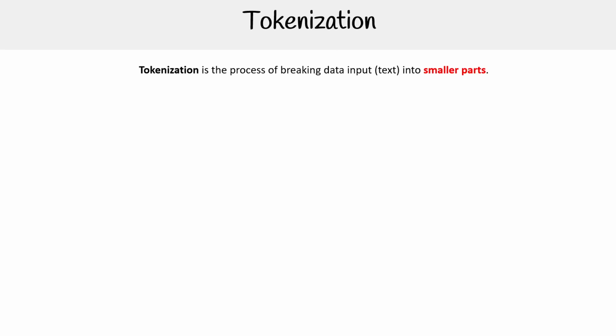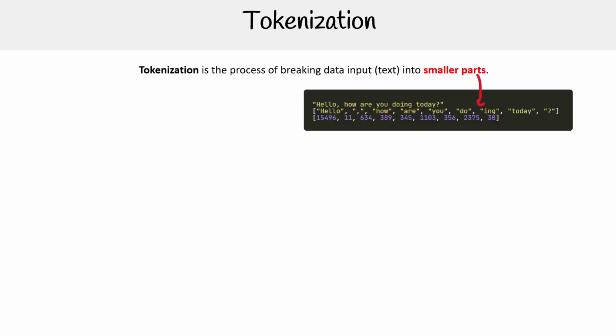So tokenization is the process of breaking data input, and in most cases text, into smaller parts. So here on the right hand side, imagine you have a string and you're going to break it up into its parts, which we represent as an array here. And then we're going to give it a unique ID to the model's vocabulary.